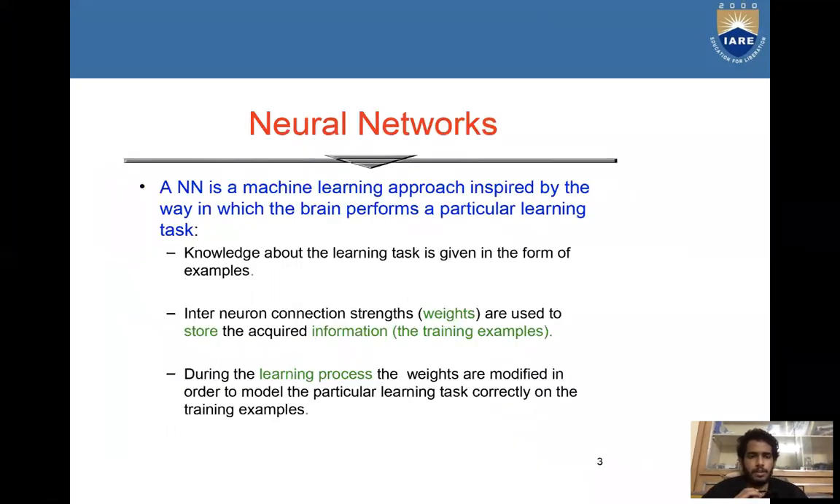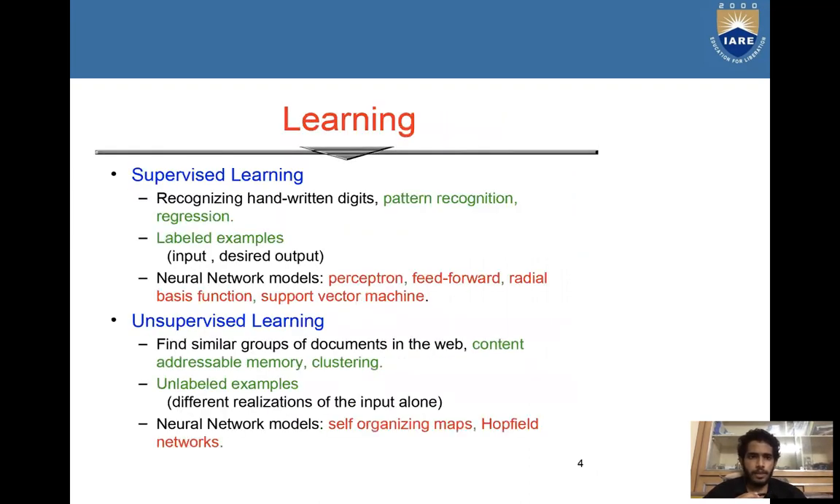Now, a neural network is a machine learning approach inspired by the way in which the brain performs a particular learning task. Knowledge about the learning task is given in the form of examples. Interneuron connection strengths are used to store the acquired information. During the learning process, the weights are modified in order to model the particular learning task correctly on the training examples.